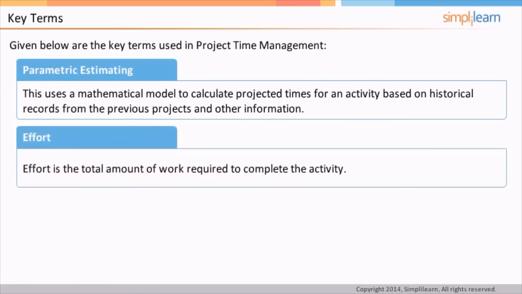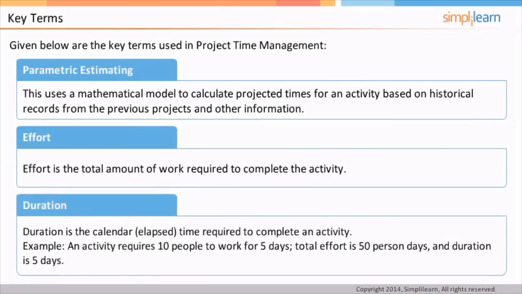Effort is the total amount of work required to complete the activity. Duration is the amount of time it takes in terms of elapsed or calendar days. If you have an activity that requires 10 people to work for 5 days, the total effort is 50 person days, but the duration is only 5 days. In the next screen, let us look at the project time management processes.